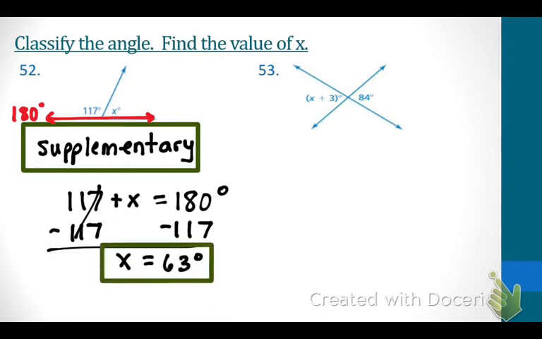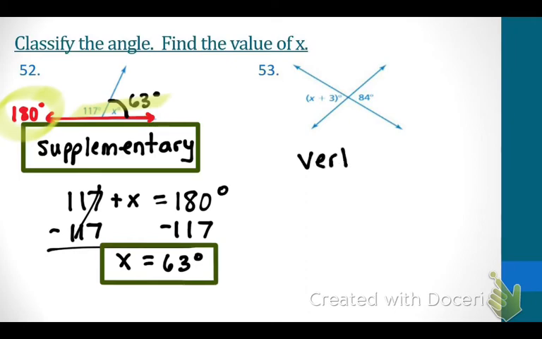Very good. Okay, so that means if I was trying to find what this would be, it would be 63. And once again, if you go back and double check, add those two together and it should equal 180. If it does, then you know that you did it correct. All right, Heather, what is the next kind of angle?